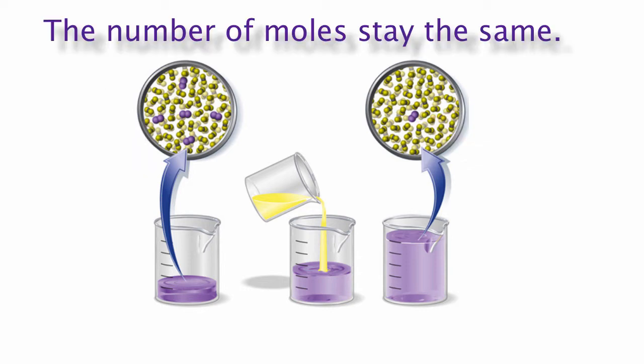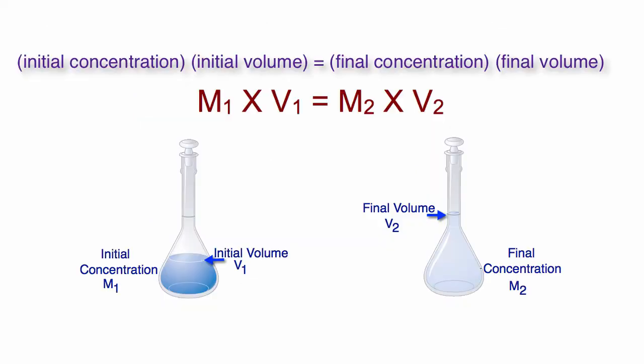It is important to note that the number of moles always stays the same. A very simple mathematical relationship exists between the volumes and molarities of the diluted and the stock solutions. The initial concentration times the initial volume equals the final concentration times the final volume. It is usually written M1 times V1 equals M2 times V2.